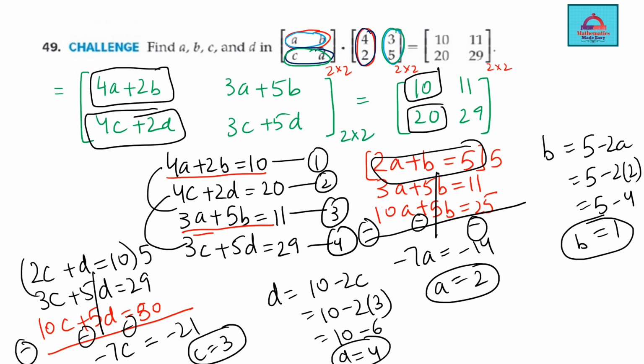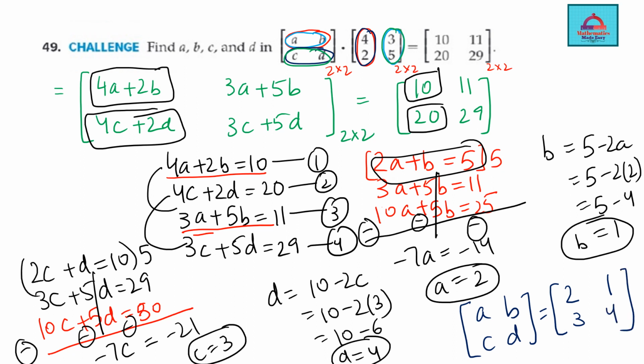So you've got A, B, C, D, all of them. So now can I write the matrix? Yes. So the matrix A, B, C, D will be A, B, C, D. So A is 2, B is 1, C is 3, D is 4. So this is the matrix. Answer, challenge accepted, completed, and done.